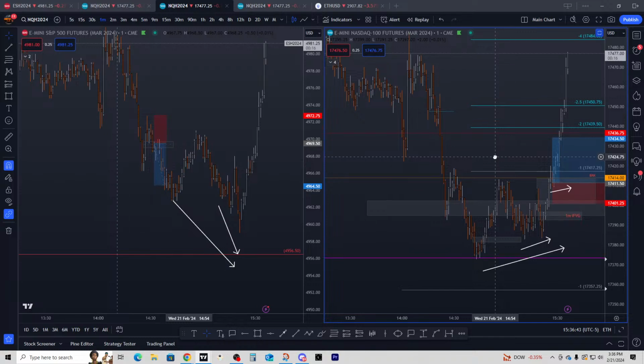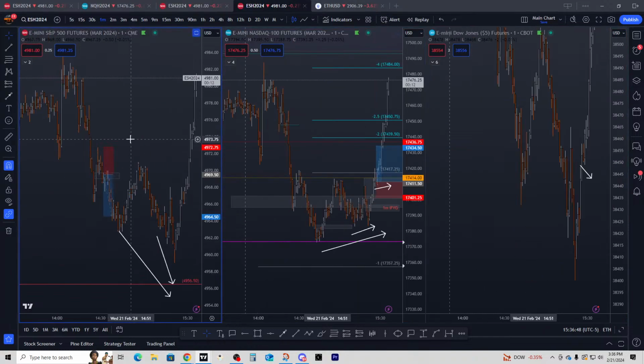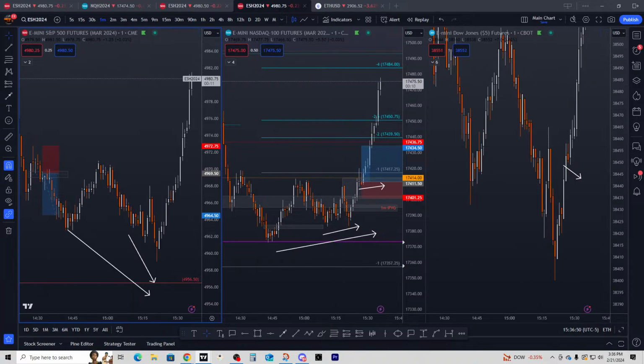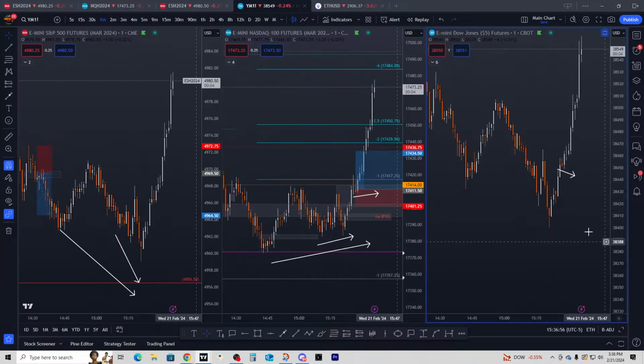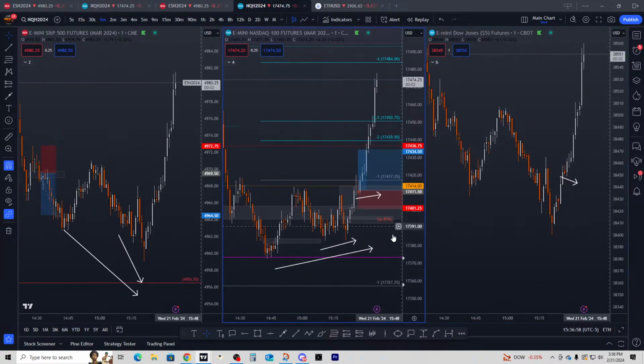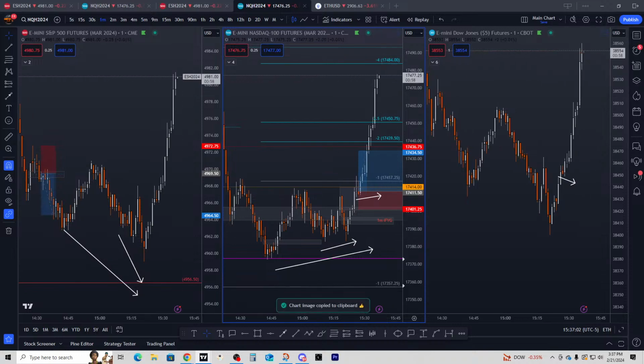Nah, but anyways. Yeah, that was more of like a breaker play here. I wouldn't even say that's inversion model, and I trade inversion model more than anything. There was an inversion, but it wasn't A plus in my opinion. So I want to put this in my notes.